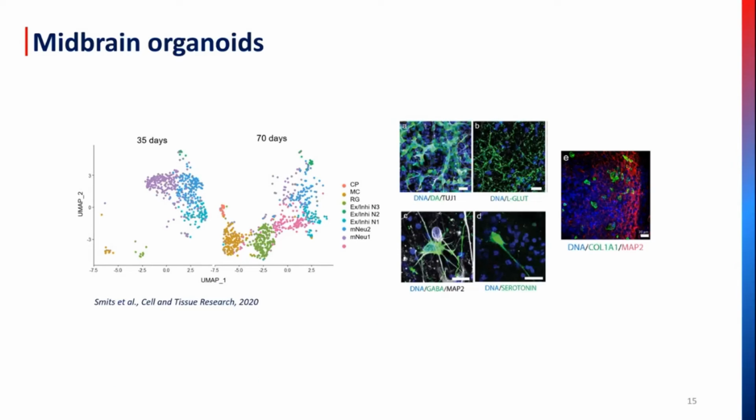And you can also see in the plot here in the left-hand side that with the time in culture, the cell complexity of the organoids increases, with more cell clusters appearing in this plot, for example, at 70 days as opposed to when they are about a month old. And they also contain other types of neurons, not only dopaminergic neurons, as in the normal brain, which are labeled here in the panels in the right by different markers for different neurotransmitters.